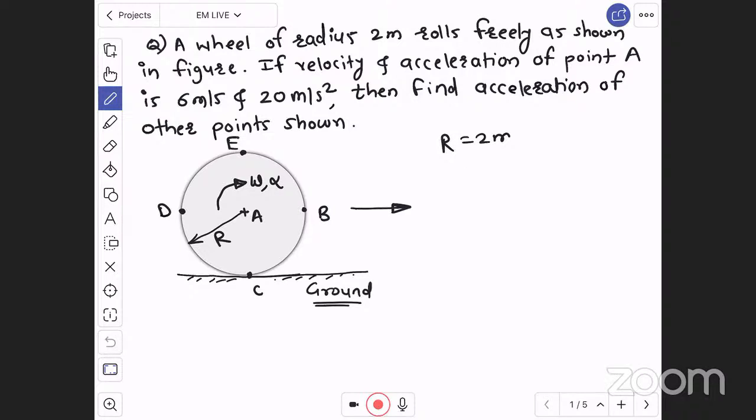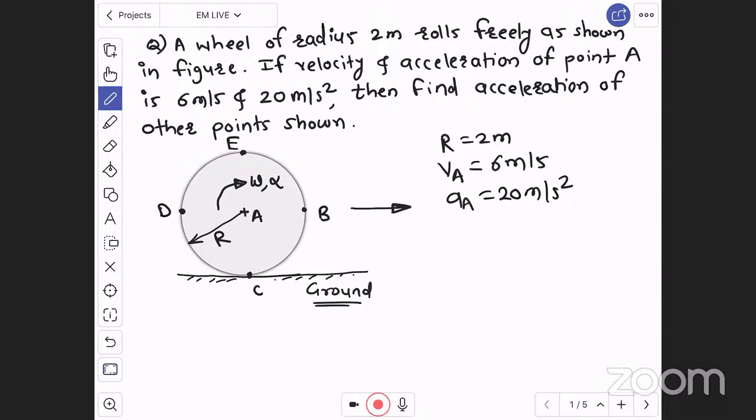Now the given data is: radius of wheel is 2 meter, velocity of the center point A is 6 meter per second, and acceleration of point A is 20 meter per second square. This is the given data, right? And the question is to find acceleration.